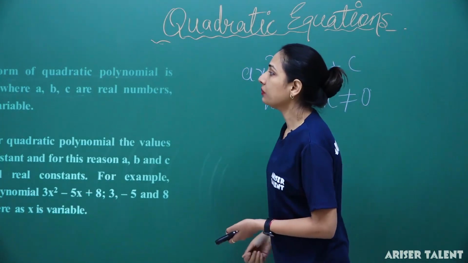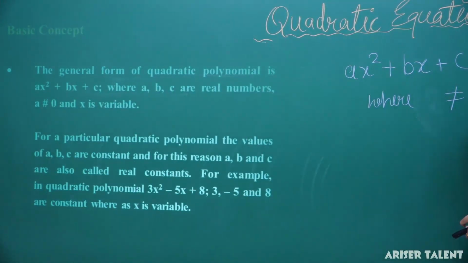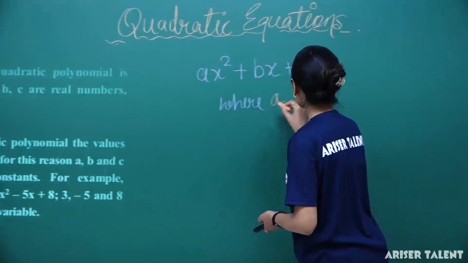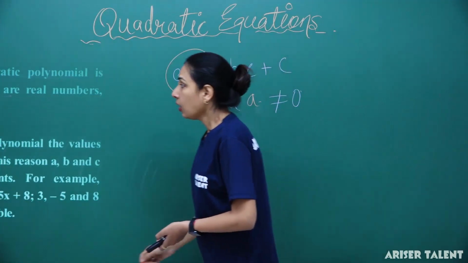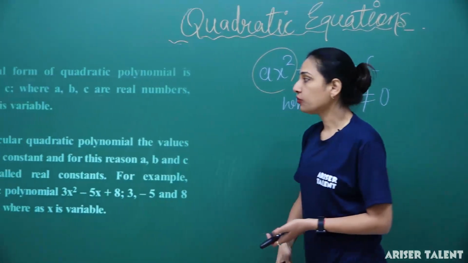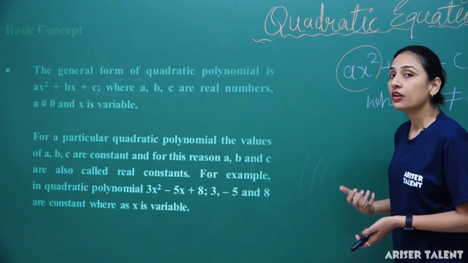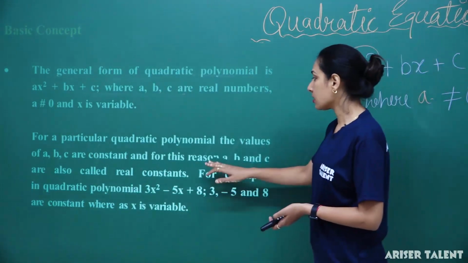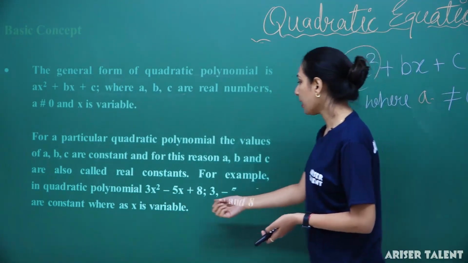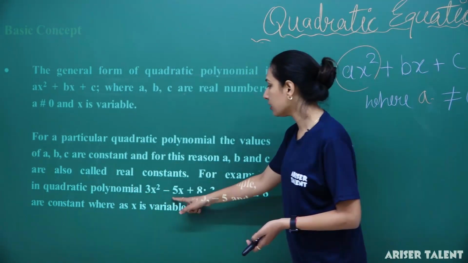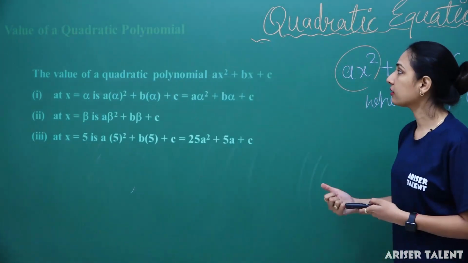Now a, b, c are real numbers and a is not equal to 0, right? A is not equal to 0, that means this term should have some value. Now for a particular quadratic polynomial, the values of a, b, c are constant, and for this reason a, b and c are called real constants. For example, in the quadratic polynomial 3x square minus 5x plus 8, this 3, this minus 5 and 8 will be known as the real constants. Okay, and x will be the variable.